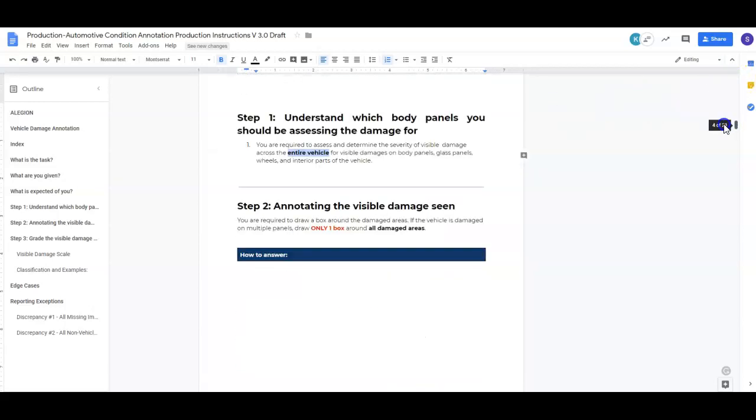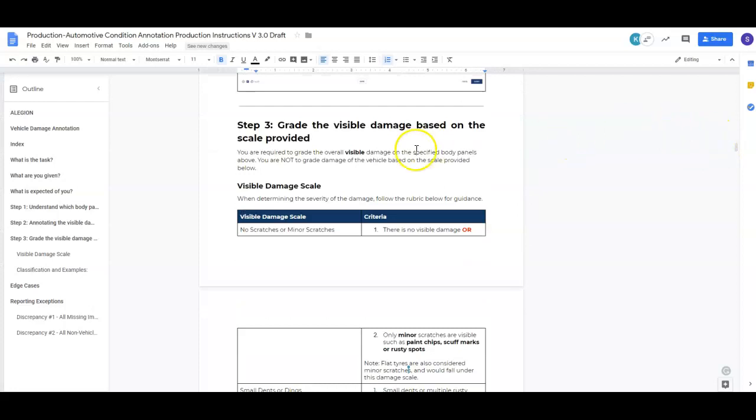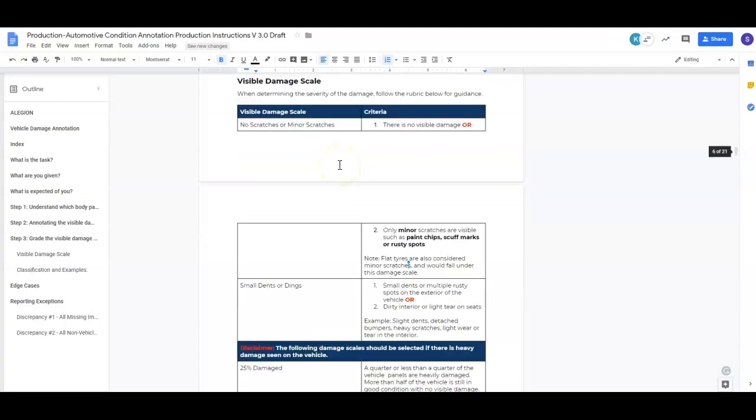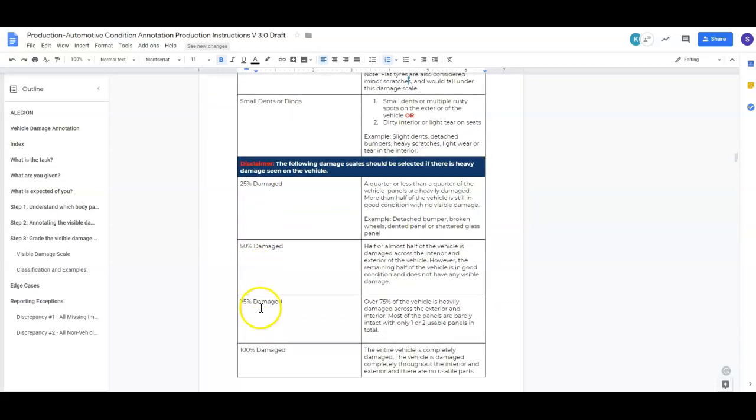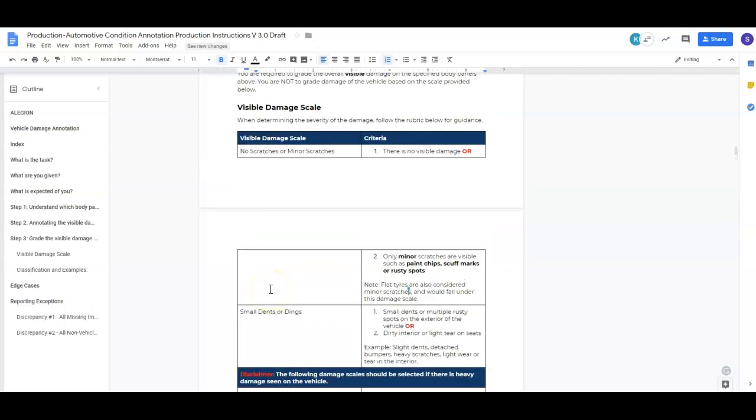Now, moving back to this part right here: the damage scales. What are the damage scales that we have? There are a total of 6 damage scales. The first one is no damage or no scratches or minor scratches. Any vehicle that is completely fine, with no scratches, or has some minor scratches, you will treat as this first category. So what is the criteria? The car is perfectly fine, nothing is wrong, or you have some minor scratches.